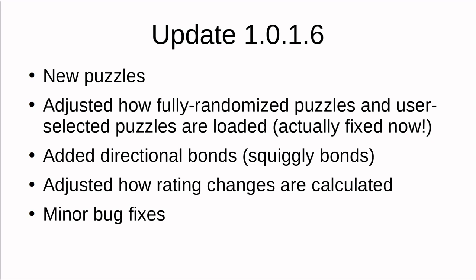I also adjusted how rating changes are calculated, and it needed to be fixed a little bit because it's possible that your rating ended up as NaN, not a number. So you might need to fix that. If your rating is NaN, you should probably reset that rating in the options screen. And then, of course, other than that, minor bug fixes that I've either forgotten or just don't feel like mentioning.